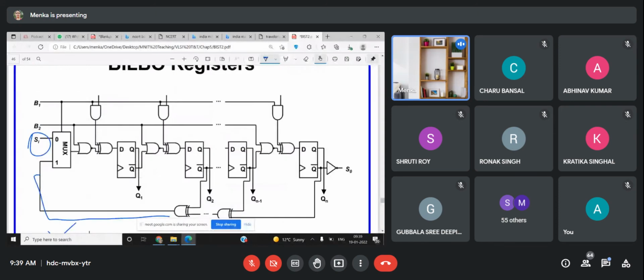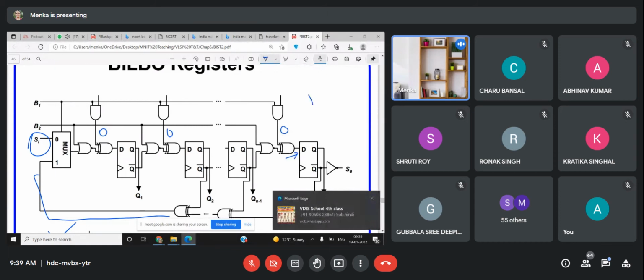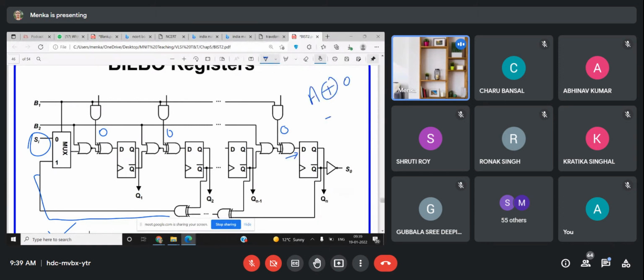This gate is NOR gate. So if this is 0, it means the one terminal of everything becomes 0. 0 here, 0 here, 0 here. So whatever input you are getting from the other terminal of the XOR gate, that will be the output. A XOR 0, you will be getting A. So whatever you will be having from here, that will be available at the output.